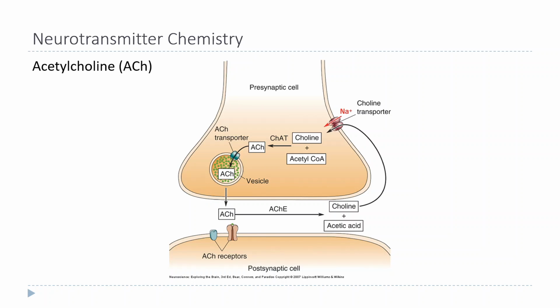We've already mentioned that acetylcholine is the neurotransmitter of motor neurons, but also some neurons in the peripheral nervous system, including the autonomic nervous system, and some neurons in the brain too. And acetylcholine is synthesized from two precursors, choline and acetyl-CoA. Those two are combined by an enzyme called choline acetyltransferase, abbreviated ChAT, into acetylcholine.